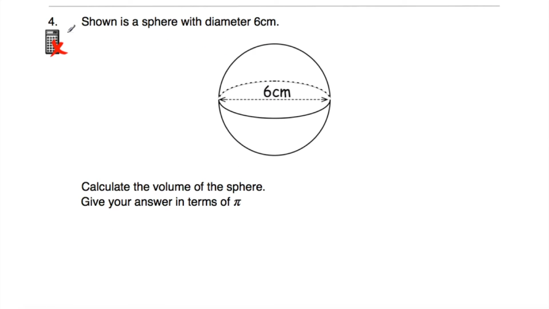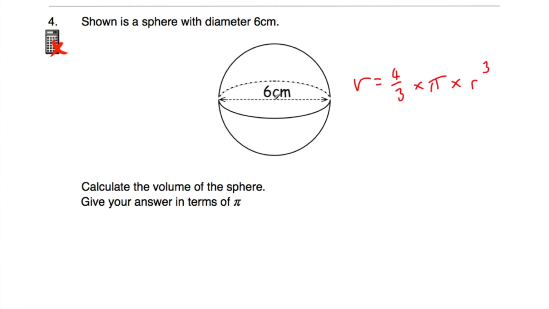Now question number 4 is a non-calculator question, so I'm just putting down my calculator. We've been given a sphere, and the diameter of the sphere is 6 centimeters, so the whole way across this sphere is 6 centimeters. We've been asked to find the volume of the sphere and to give our answer in terms of pi. So what we're going to do is write down the formula. The volume is equal to 4/3 multiplied by pi multiplied by the radius cubed.